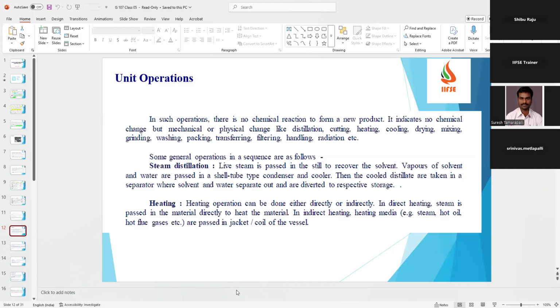When you say jacket, it will be around the vessel. Like we have a shell around it, so where you will pass this heating media through that jacket to heat up the reaction. Direct heating is where you are directly applying heat or passing it into the material.